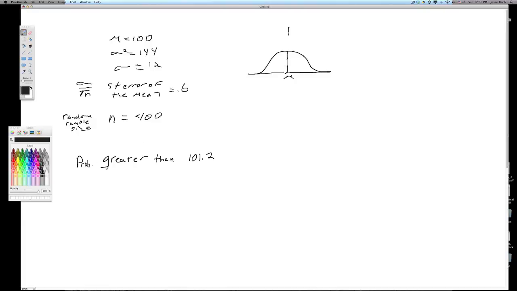So let's say it's given to you in word format that you're looking for the probability greater than 101.2. If you convert that sentence, it becomes: probability of y is greater than 101.2.